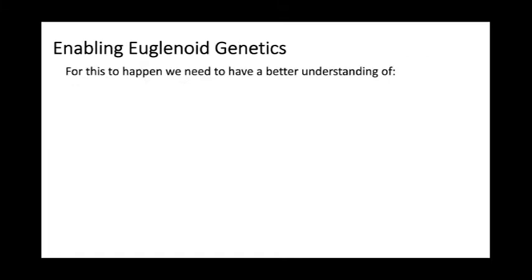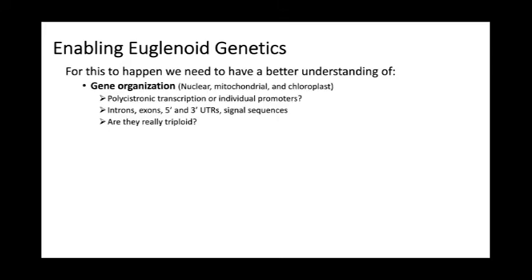Some of the challenges we thought to enable euglenoid genetics: we need a better understanding of many things. First, the genome organization. We had a lot of talks on this, not only the nuclear, but the mitochondrial and chloroplast genomes and how these interplay with each other. Questions to ask are polycistronic transcripts or individual promoters. There's been work done in this area, but it's still not clear. Introns and exons, they do have them. The chloroplast has them. The nuclear genome has them. Mitochondrial, maybe. 5' and 3' untranslated regions, signal sequences.